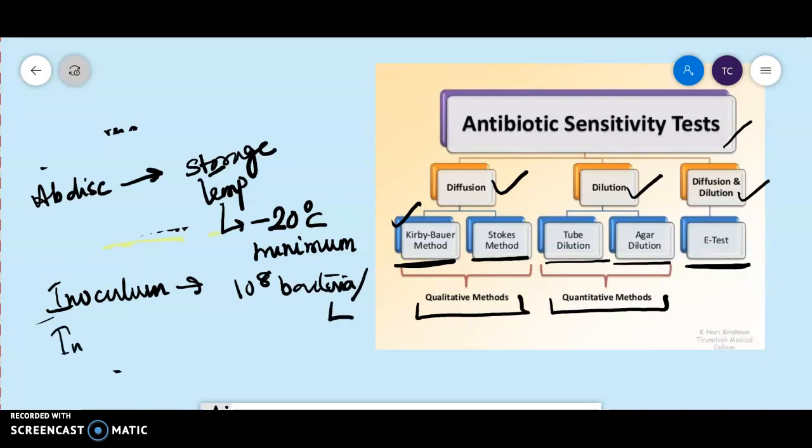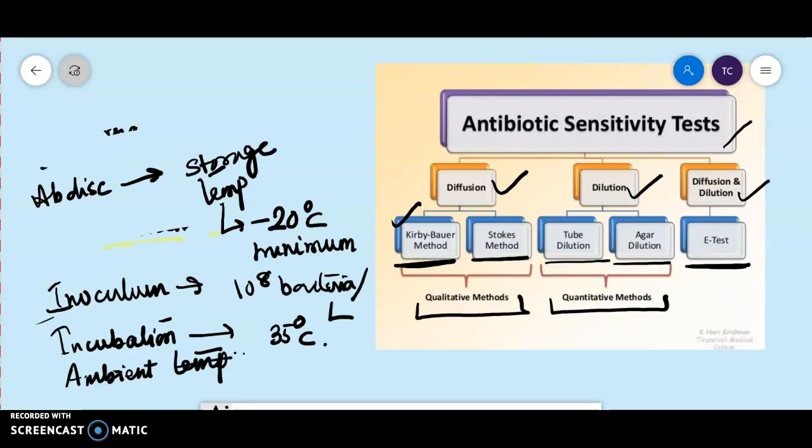Next is your incubation. How much time you will incubate. So that is your 35 degrees C. And of course, you will have ambient air supply. So you have the antibiotic disc, you know how much inoculum you have to add, you know the incubation temperature, and after addition of the inoculum, how much time you will incubate, and of course your ambient air has to be supplied. So let's move on to the procedure.